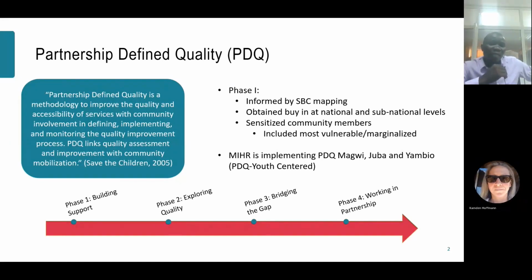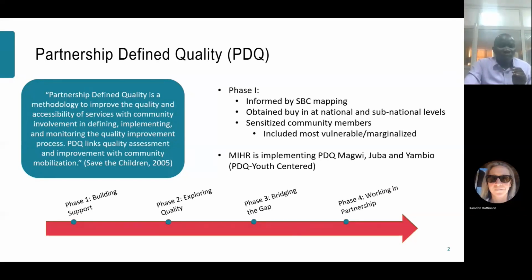In the third phase, where we bridge the gap, we bring in the providers and the community, making sure they discuss the issues identified during the exploring quality stage, and that the issues identified are either thrown out or kept for further implementation. For example, if issues are kept, they are moved to the next stage, where a work plan is drafted to counter these issues.